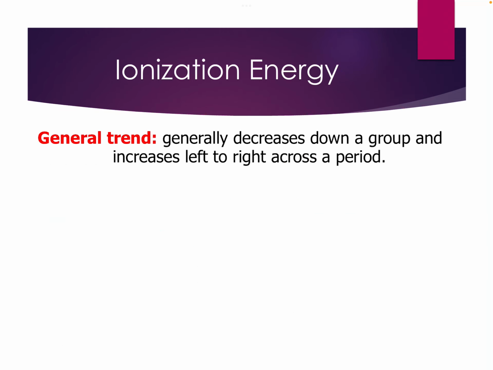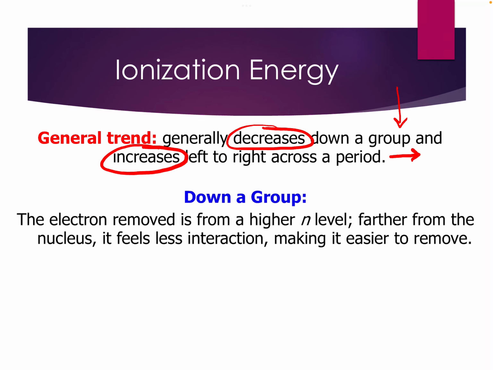So generally the way this works, as we go down a group, our ionization energy will decrease, okay? And as we go from left to right across a period, it will increase, okay? So let's talk about these.